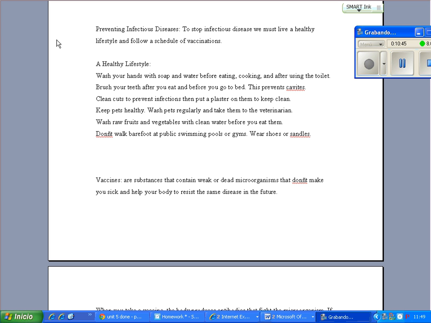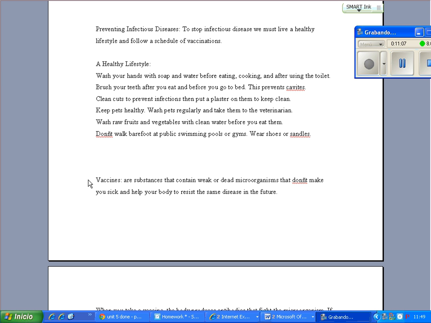Keep pets healthy. Wash pets regularly and take them to the veterinarian. Wash raw fruits and vegetables with clean water before you eat them. Don't walk barefoot at public swimming pools or gyms. Wear shoes or sandals.